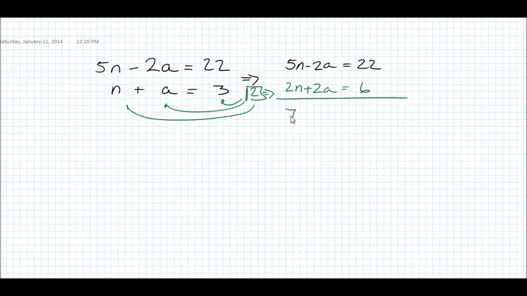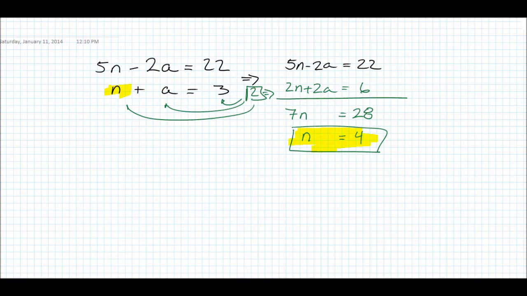5n plus 2n is 7n. Negative 2a plus 2a goes away. 22 plus 6 is 28. Divide each side by 7. n equals 4. Okay, so we solved for part of the equation. n equals 4. So we've got to solve for a.